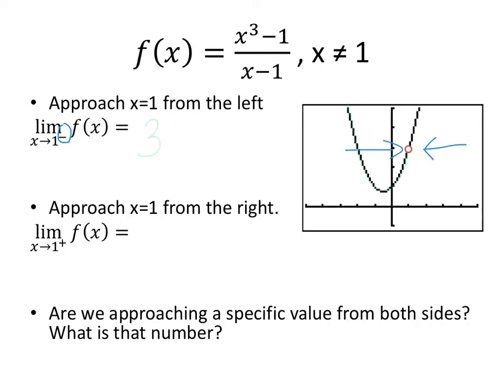So then I look at the other side. I want to know as x approaches 1 from the right, so that's the 1 to the plus. So now I'm coming in this way, and these values are getting closer and closer to 3. So since we're approaching the same specific value from both sides, we know that number is 3. That's going to tell me that the limit of this function at that value is going to equal 3.